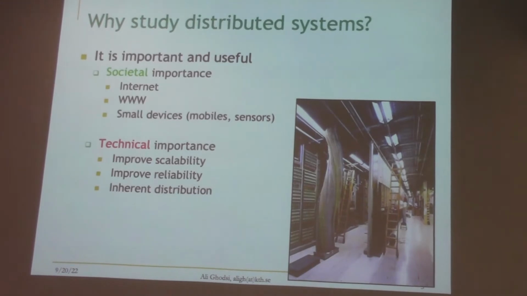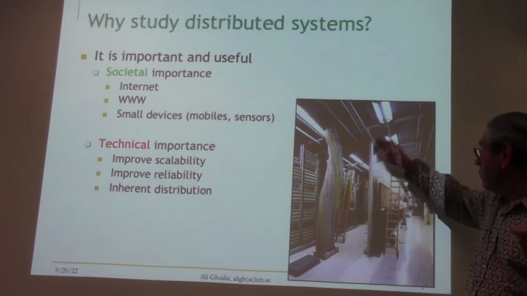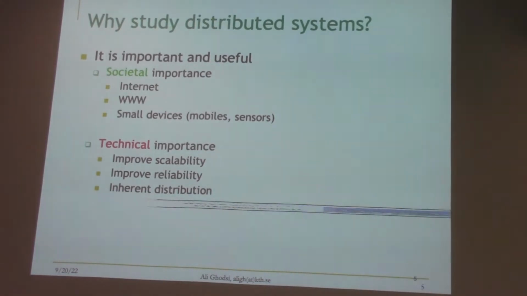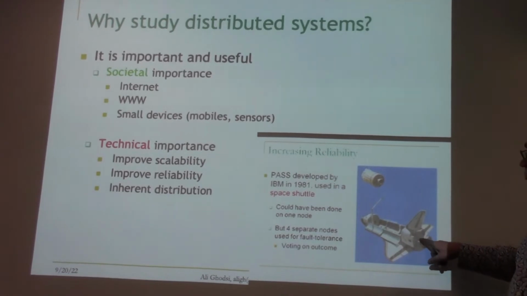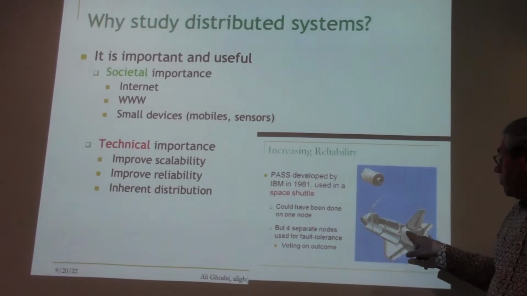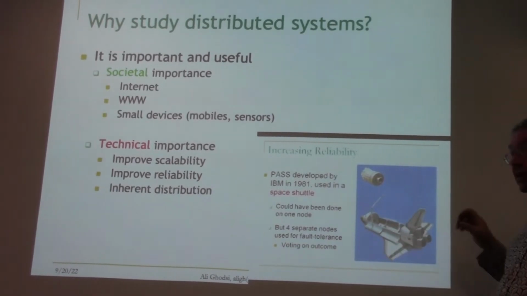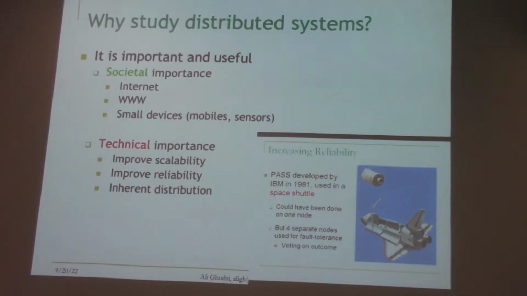Here, for example, is a photograph of a database with lots of racks and so on, which is important. But there's also little smaller systems. Here is a very, very old thing, 1981. This was the space shuttle. There were 4 separate computing nodes in here, 4 computers doing exactly the same thing. And there was a voting mechanism. So those 4 had to agree completely.